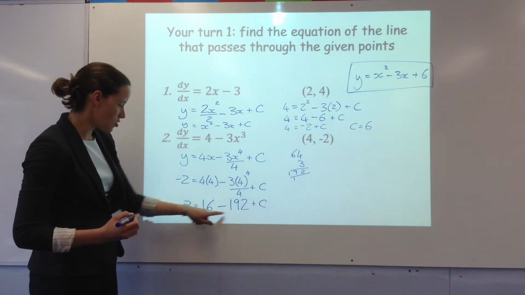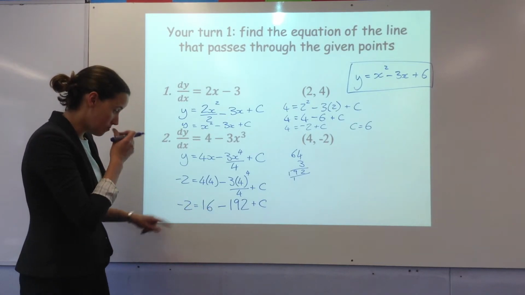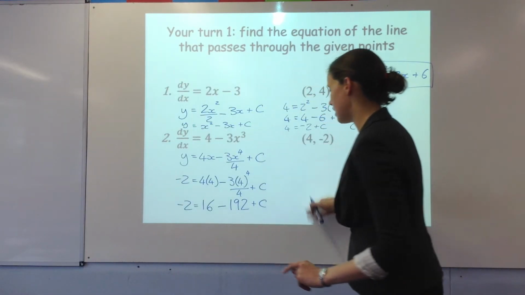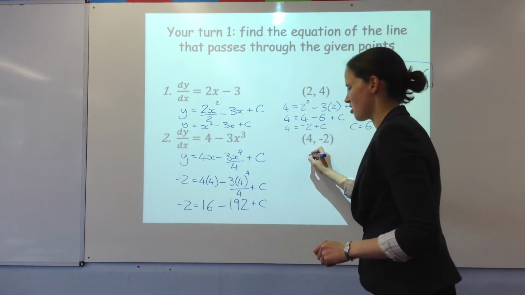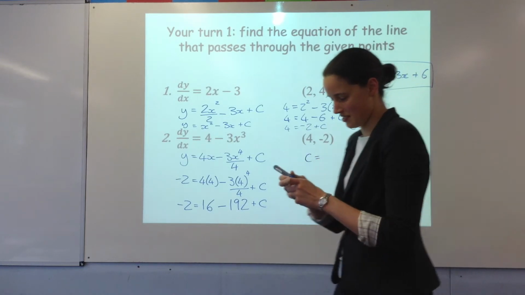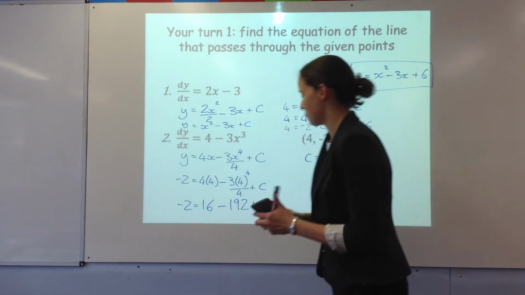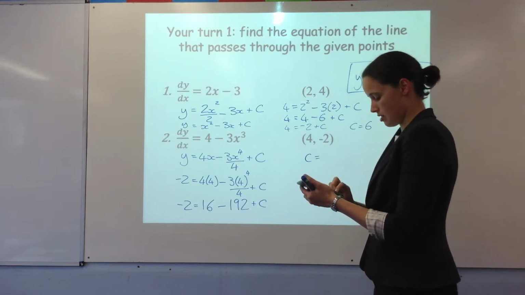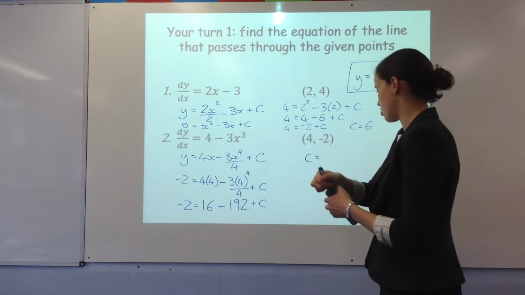Right. So 16 minus 192, and I need to take all of that away from minus 2. So we move up here. I'm just going to use a calculator. Why not? We get one in the exam. So minus 2 minus the 16, add on the 192. We get 174.